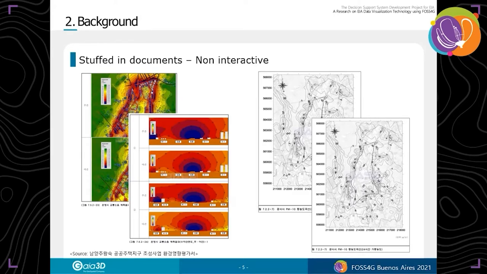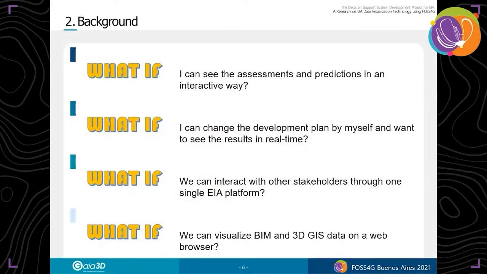What if we can see the assessment and predictions in an interactive way? What if we can change the development plan and see the result in real time? What if we can interact with other stakeholders through one single EIA platform? What if we can visualize BIM and 3D GIS data on a web browser?